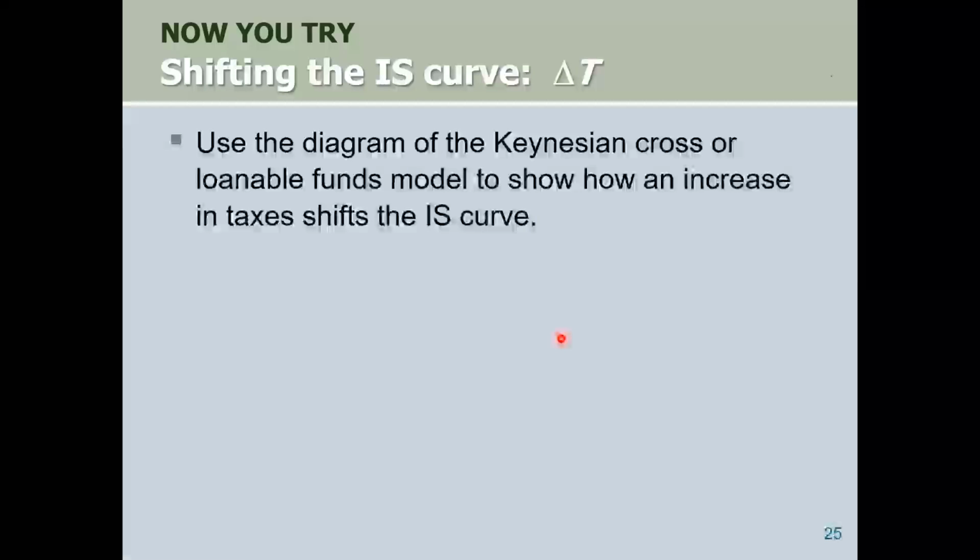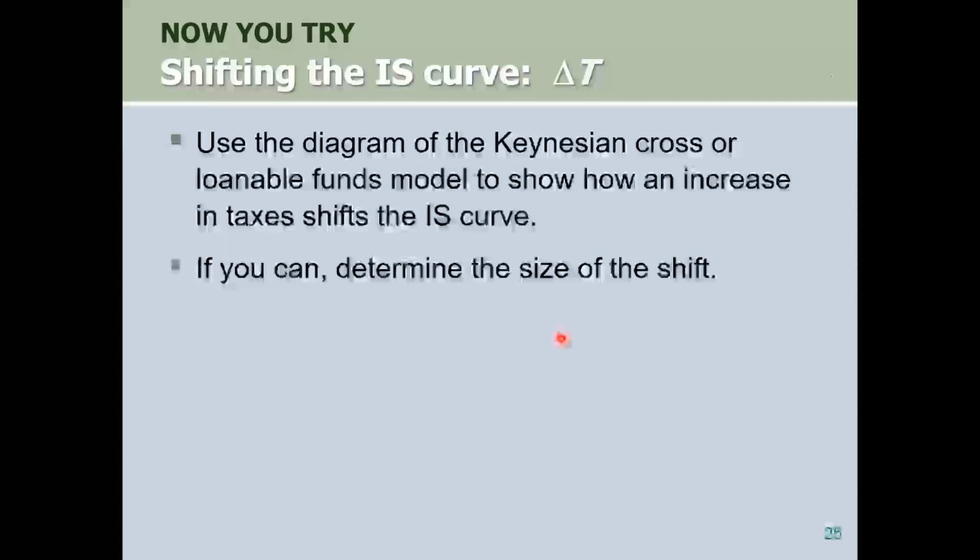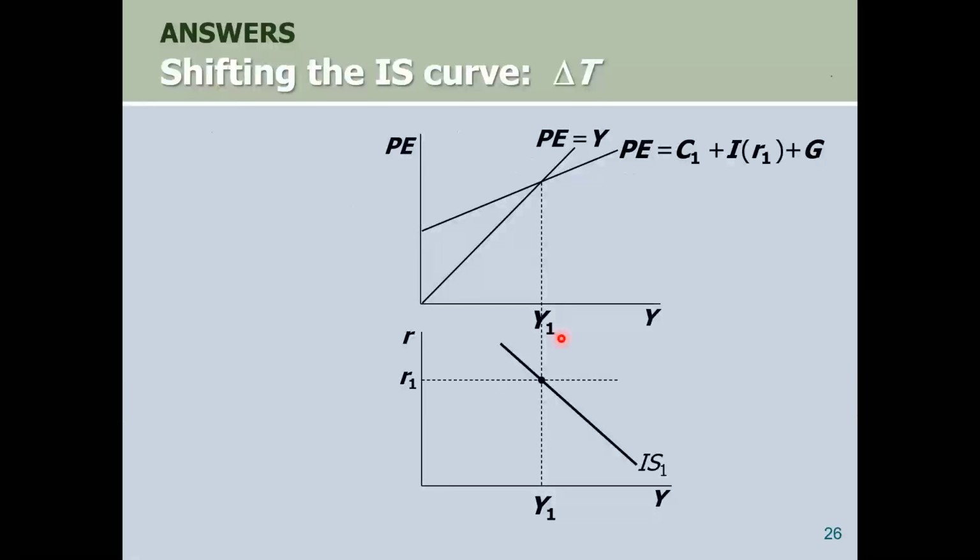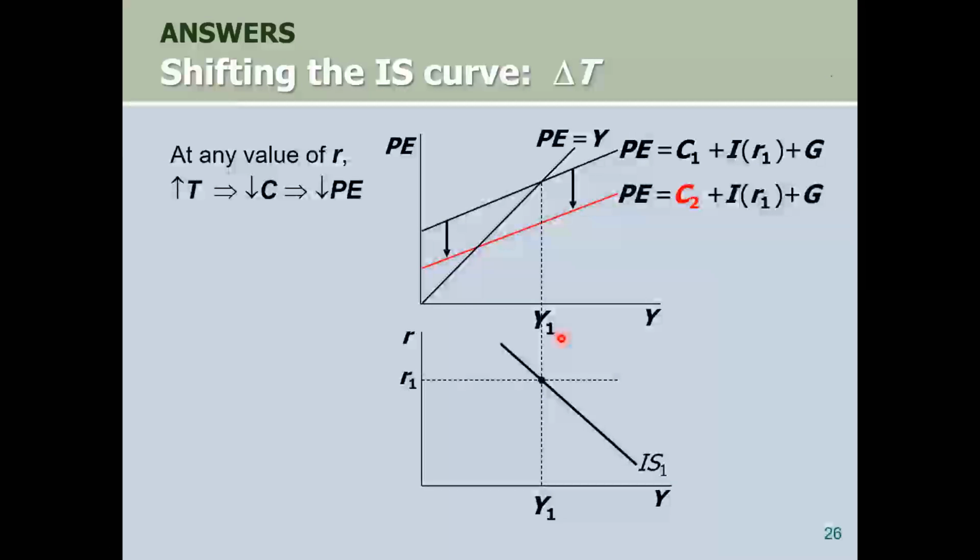Shifting the IS curve as a result of a change in taxes. Use the diagram of the Keynesian cross or loanable funds model to show how an increase in taxes shifts the IS curve. If you can, determine the size of the shift, okay. A change in taxes affects consumption because remember, consumption is a function of output or income minus taxes. So if there's an increase in tax, then there's a fall in consumption, so there's a fall in planned expenditure. Recall that interest rate did not change, so there has to be a shift in the IS curve.